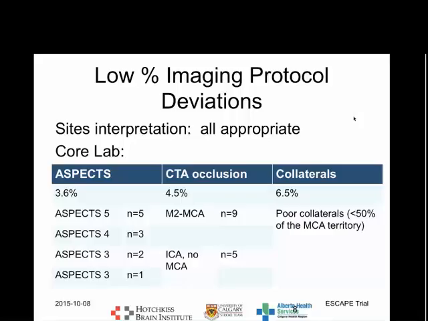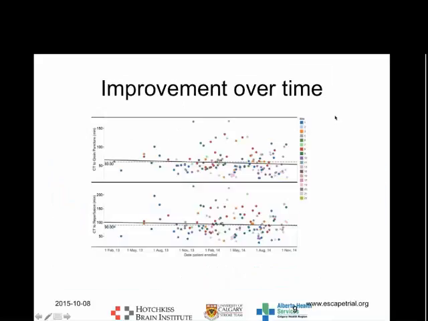Now, the data you see in front of you are the end of study core lab interpretation of the imaging, and we see a relatively low percentage of imaging protocol deviations, ranging from 3 to 6.5%. We were very gratified by that because we felt it reflected the fact that we'd spent a lot of time on the phone with sites, working with them to reduce their imaging protocol violations. So this in-trial, ongoing data quality management actually worked in making sure that we had the right patients being included in the trial.